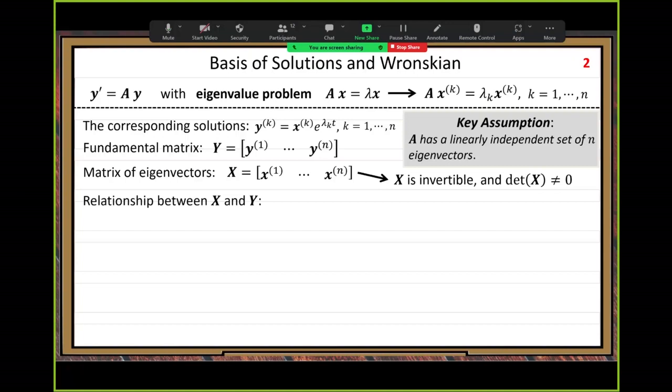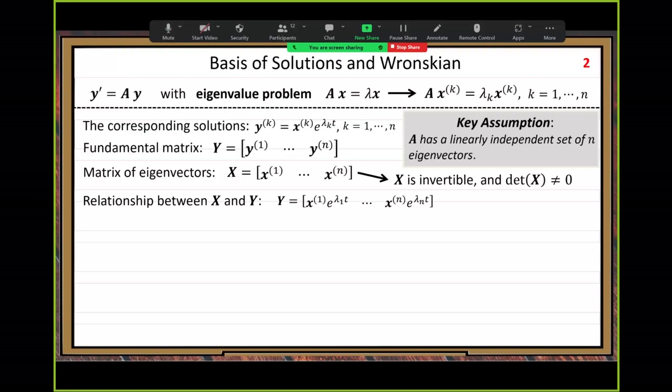Then the relationship between Y and X. What's the relationship between Y and X? Each Y vector is an X vector multiplied by an E function. We need to write that relationship. Because we can write the Y vectors in this way: an X vector, then multiplied by a scalar function, E. It's a scalar function. Okay?